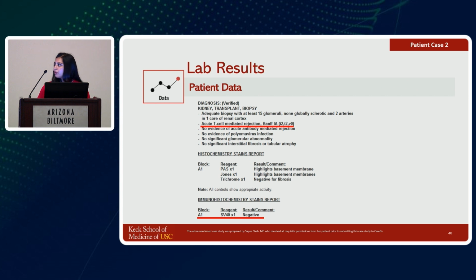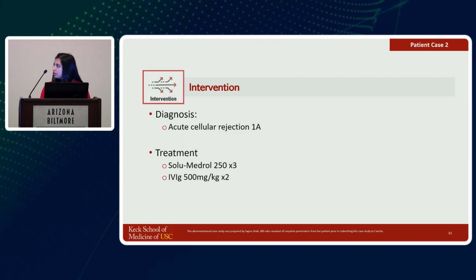A biopsy was performed because we were concerned about the risk of rejection, but also because of the concern that perhaps this is BK nephropathy. So in this patient, she actually had ACR 1A without any evidence of AMR, and notably her SV40 stain was negative. So the diagnosis for her: acute cellular rejection 1A. She was treated with Solumedrol and IVIG while she was hospitalized.